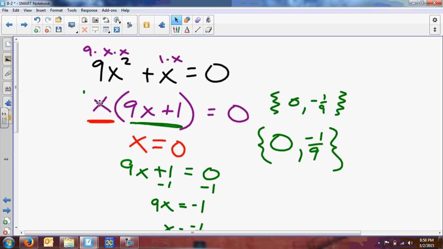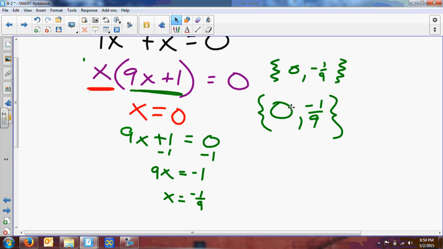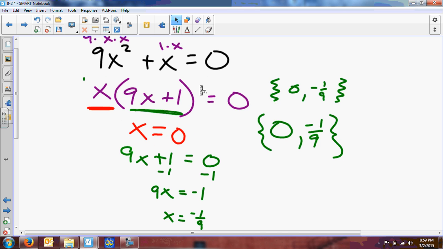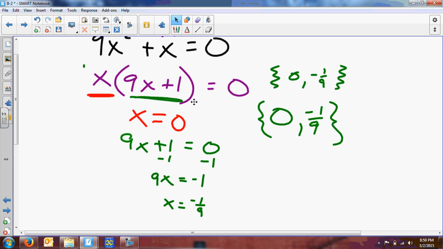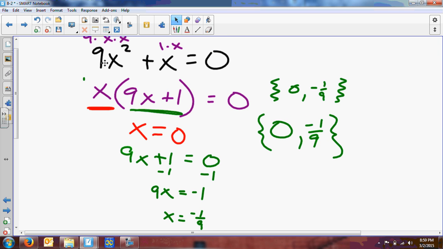Okay? To get it, we're going to take x, set it equal to 0, and 9x plus 1, set equal to 0. You will have two different equations. Very important. Okay? X equals 0, that's easy. It's solved for us. 9x plus 1 equals 0, this just becomes a two-step equation. Subtract 1, divide by 9, x equals -1/9. Okay? We have two answers here that we could plug in here to get 0, or truthfully here to get 0. Okay.